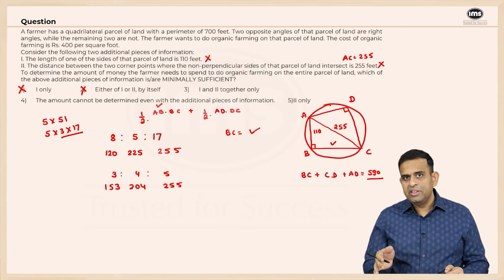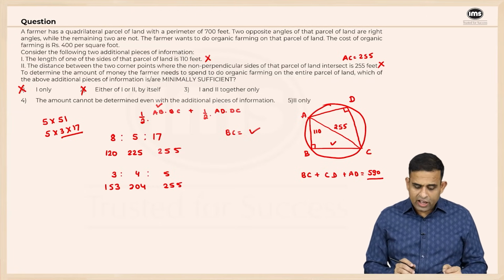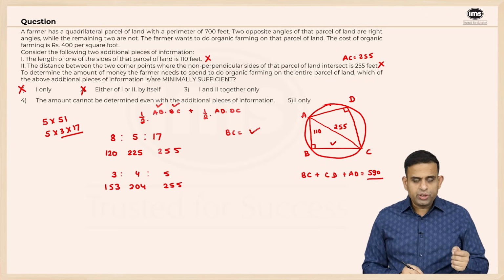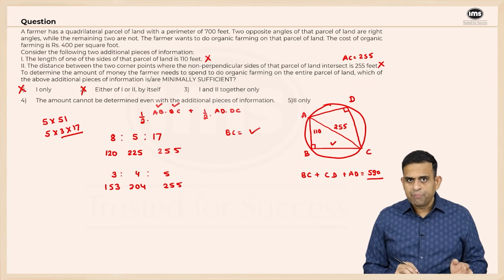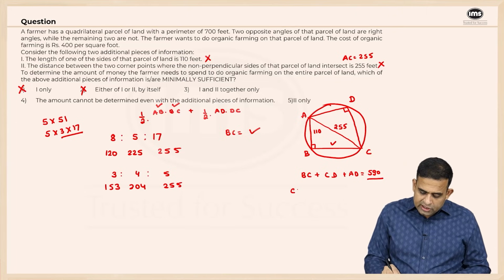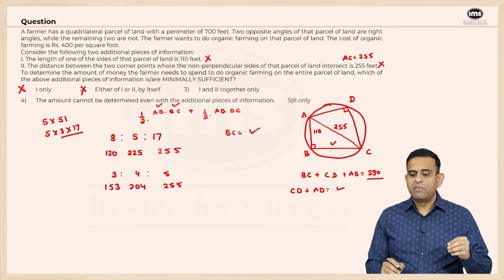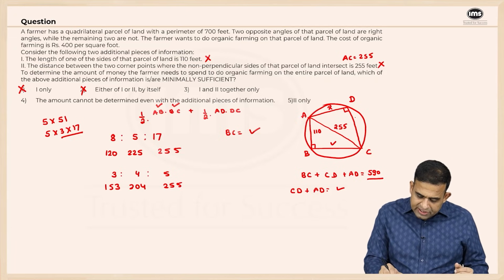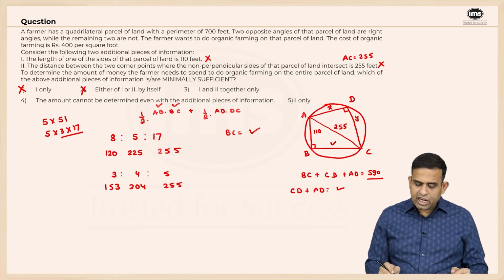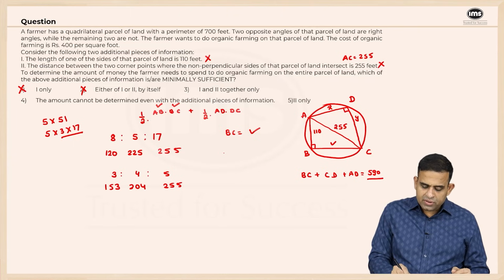So yes, with the help of Pythagoras, we can find out the value of BC. So the area of ABC can be found out. Now understand, since BC is known to you, we know the CD plus AD value. So for example, if I call this X and this Y, then we know how much X plus Y is. So X plus Y is known to you.